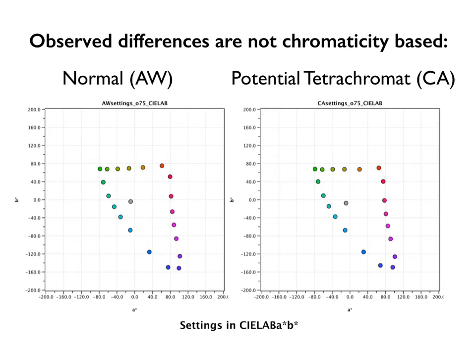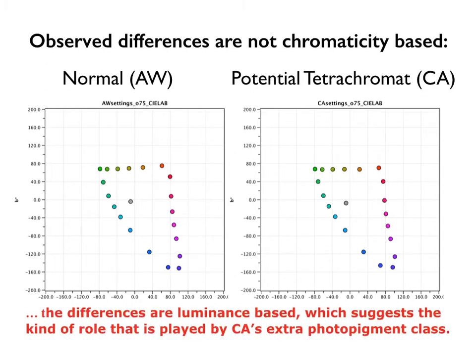We also want to say that the observed differences are not chromaticity based, so it's not that there's a shift in color per se. The differences are actually luminance based, which suggests the kind of role that is played by Concetta's extra photopigment class.